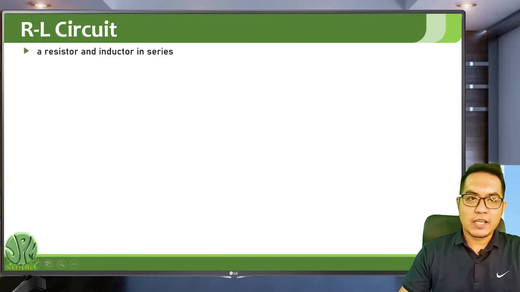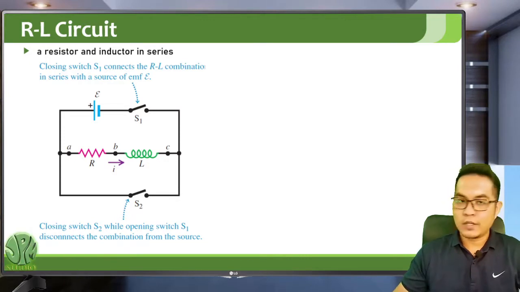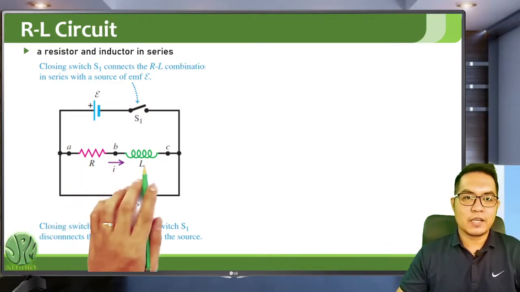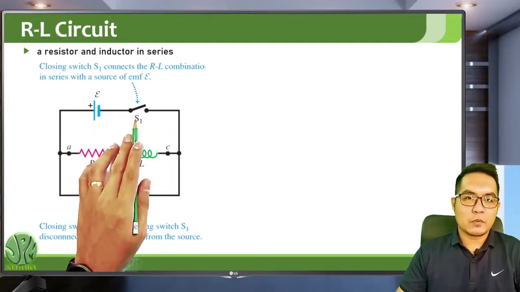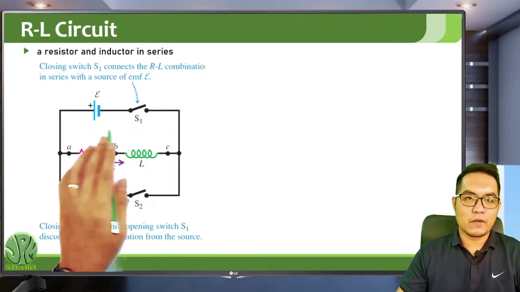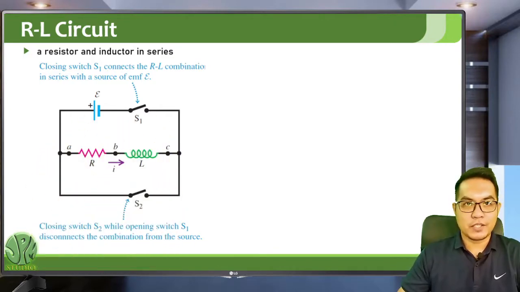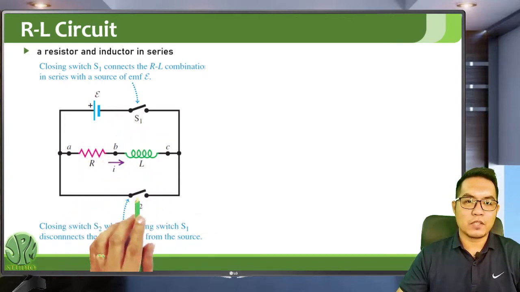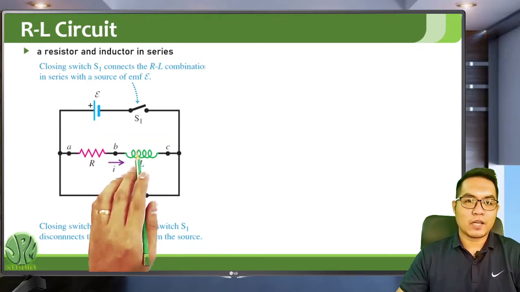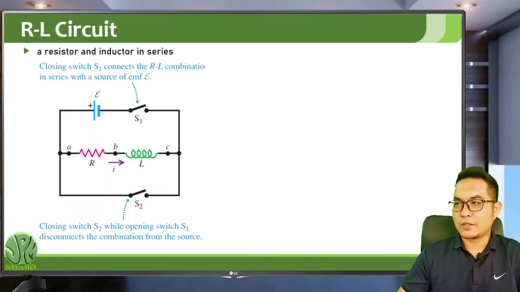So this is a resistor and an inductor in series. So here is your resistor and here is your inductor. At first, there's a switch here. When you close the switch S1, you are basically charging the inductor. And if you open S1 and close S2, then the inductor in this case is discharging. It's actually giving energy to the resistor.